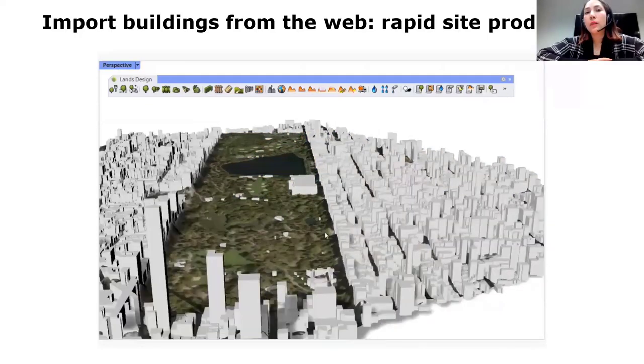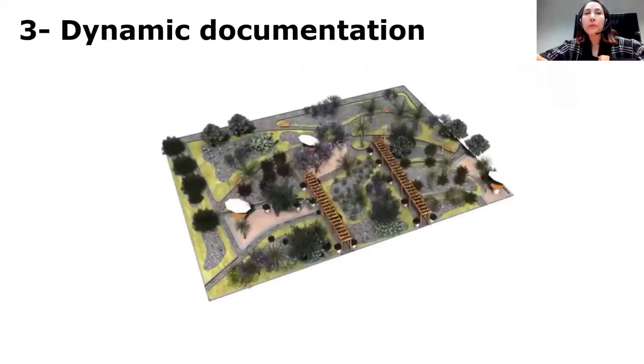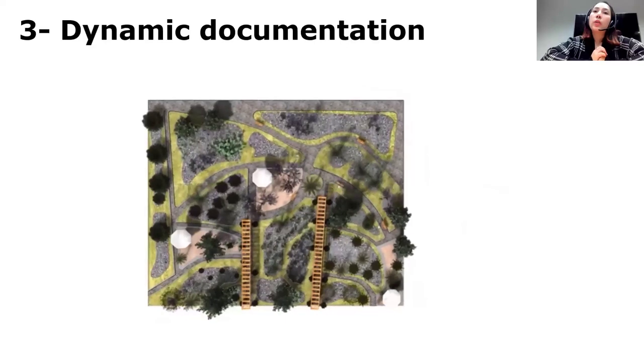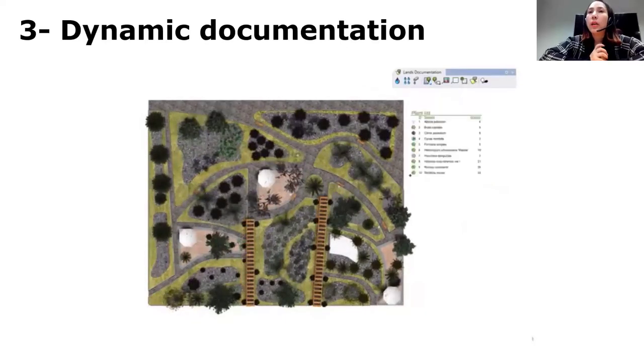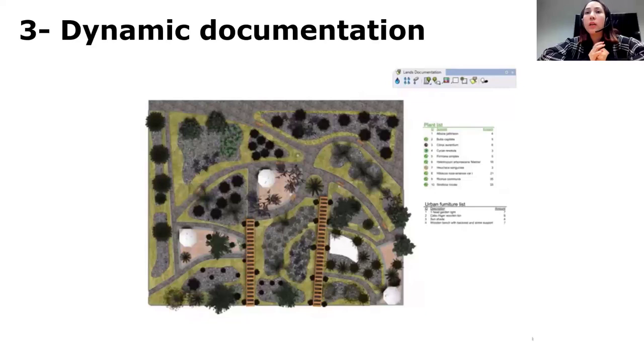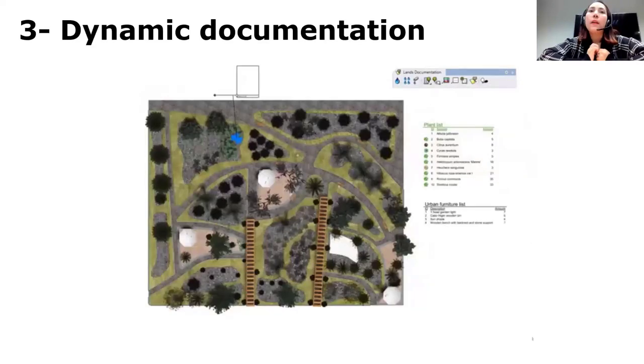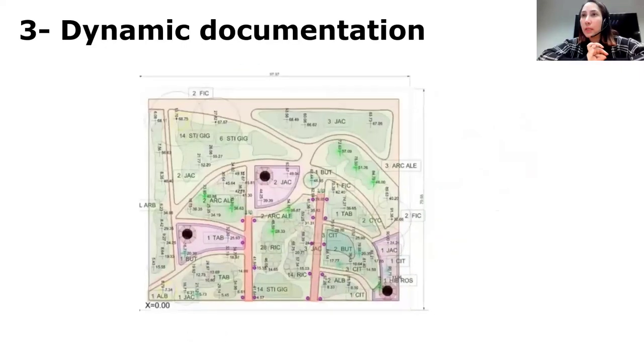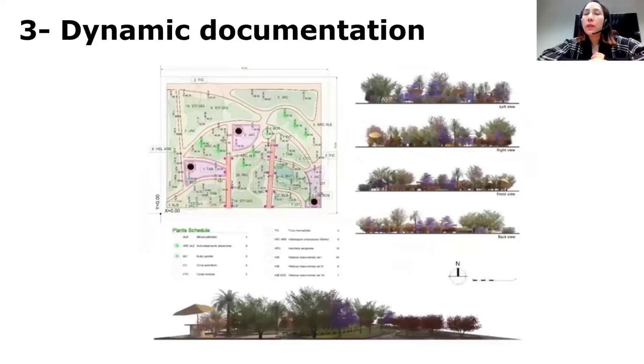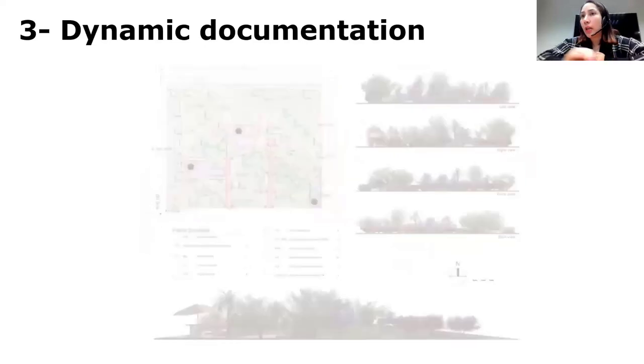In this way, if you have no information on surrounding buildings, by looking on the map you can import them directly into Land Design. Land Design includes dynamic documentation tools that help us to have the list of plants, zoning, urban furniture, and any other material just by one click. Everything is calculated automatically. You can add the image of plants, for example, with a specific command, and produce different types of plans, sections, and documentation.